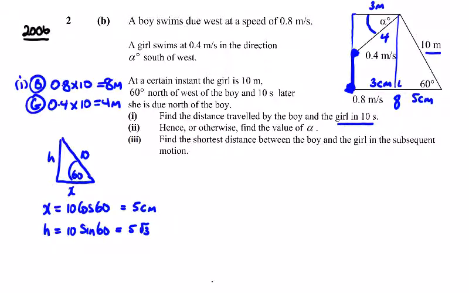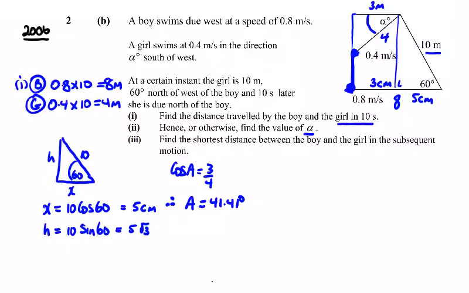And that's enough information to get alpha. The cos of alpha, we have a and h. The cos of alpha is equal to 3 over 4. Therefore alpha, the inverse cos 3 over 4 is giving me 41.41 degrees. That's alpha. And then the shortest distance between them in subsequent motion.